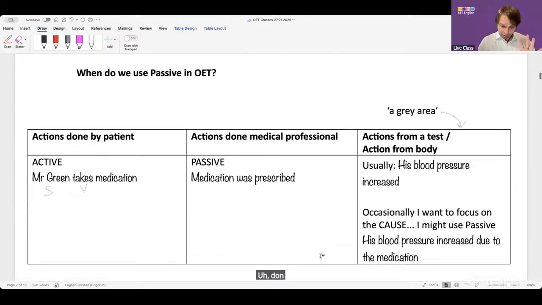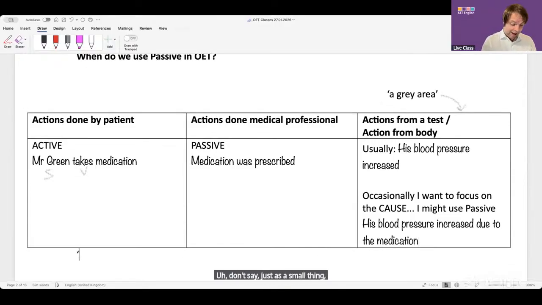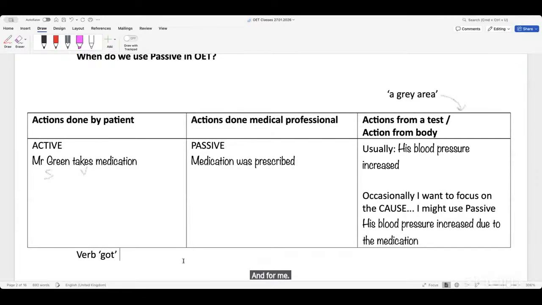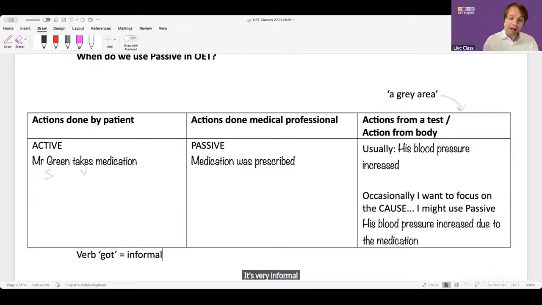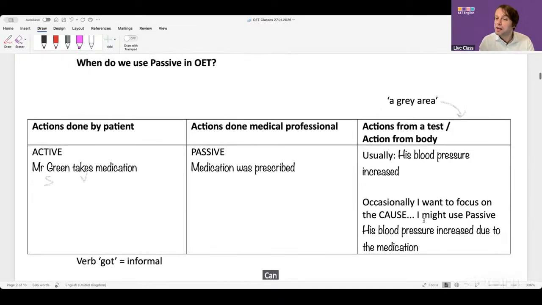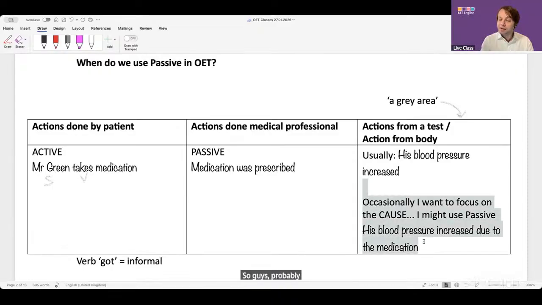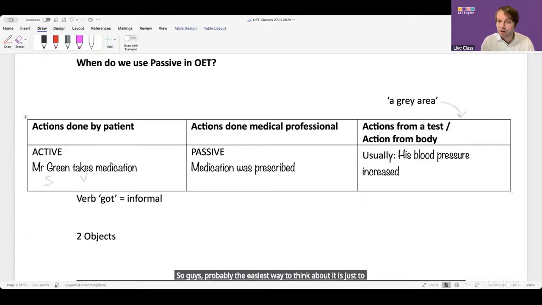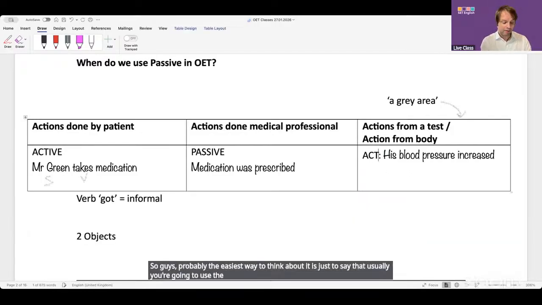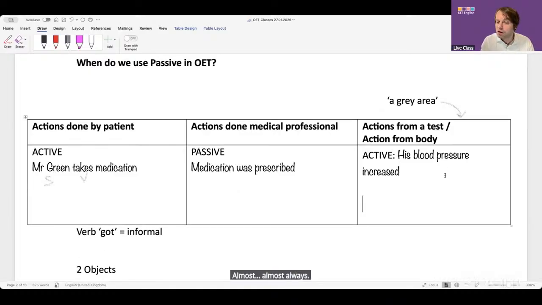Just as a small thing, never say got. Why? Anyone know why that verb is wrong? Informal. It's very informal. Okay. So can I say Mr. Green had a fever? Is that what you mean? Yes. That would be the active. So guys, probably the easiest way to think about it is that usually you're going to use the active. Almost always. Just use the active.